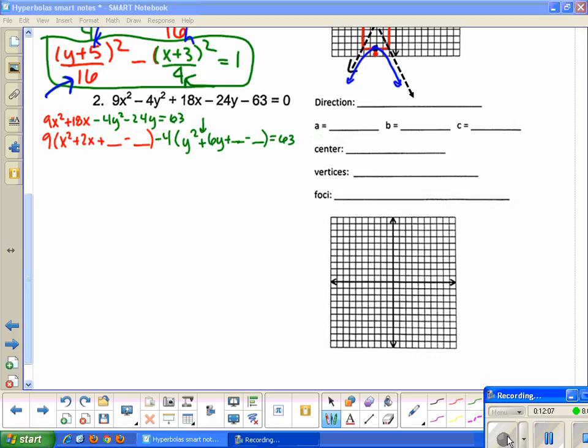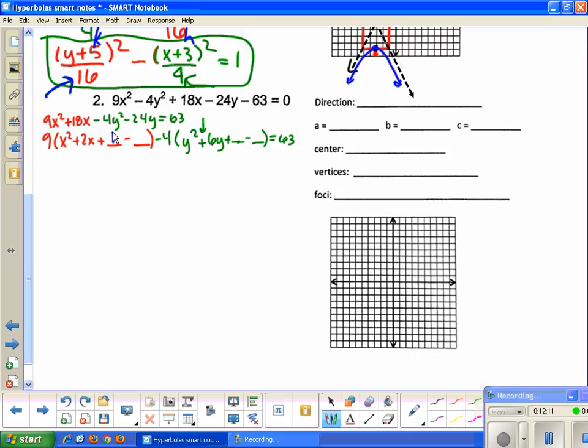So remember, to complete the square, it's half your linear term squared. So half of 2 is 1, and 1 squared is 1. So we're adding and subtracting it. Here, my linear term is 6, so half of 6 is 3, and 3 squared is 9. So I'm adding and subtracting 9. So now I can go ahead and complete my square.